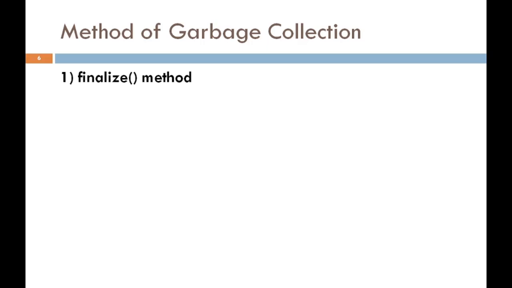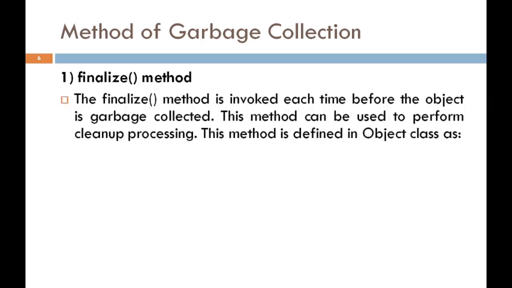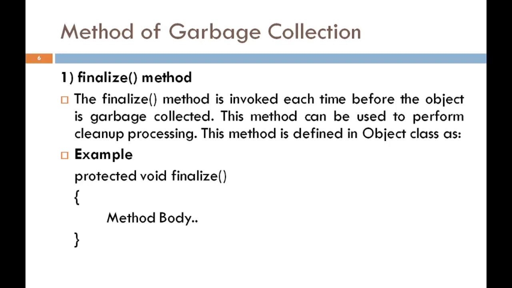Now we discuss the methods of garbage collection. There are two main types of methods used to manage garbage collection. The first one is the finalize method. The finalize method is invoked each time before the object is garbage collected. This method can be used to perform cleanup processing. This method is defined in the Object class as, for example, protected void finalize, and the method body. That means when you want to collect the garbage object from the JVM, then we use this method for garbage collection.